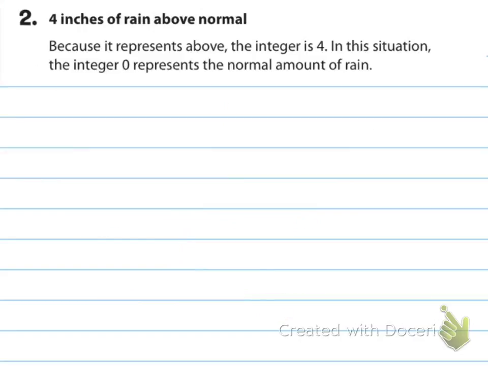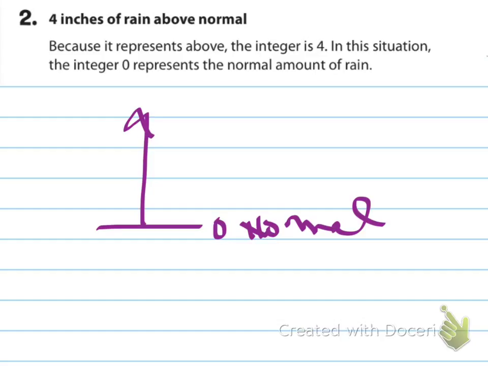All right. Number 2 says 4 inches of rain above normal. So because it represents above normal, the integer is a positive number 4. In this situation, the integer 0 represents the normal amount of rain. So we've got 4 inches above normal. So normal is going to be 0. And then above normal, 4 inches, is going to be positive. If it was below, well, that would be negative amount of rain.